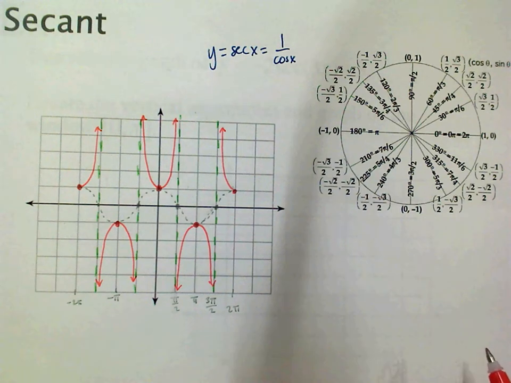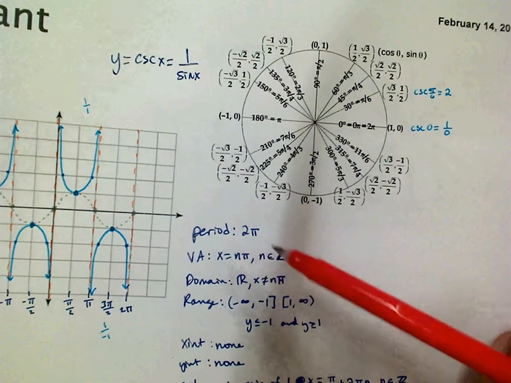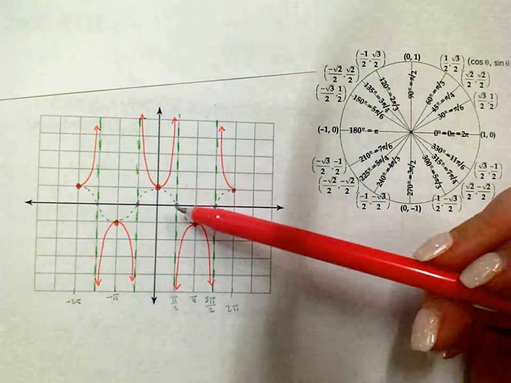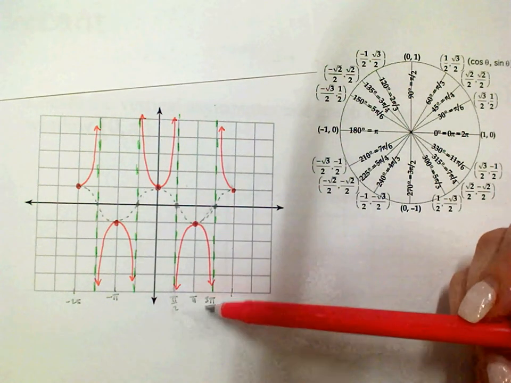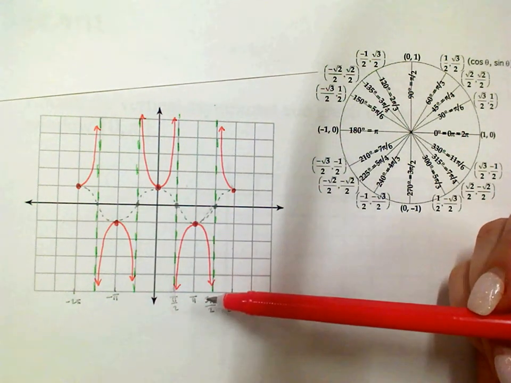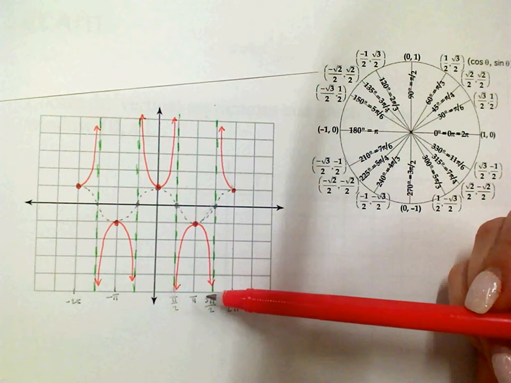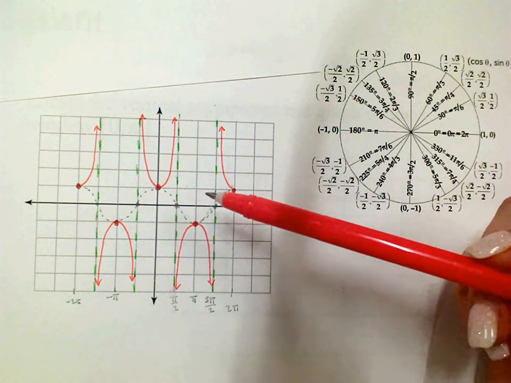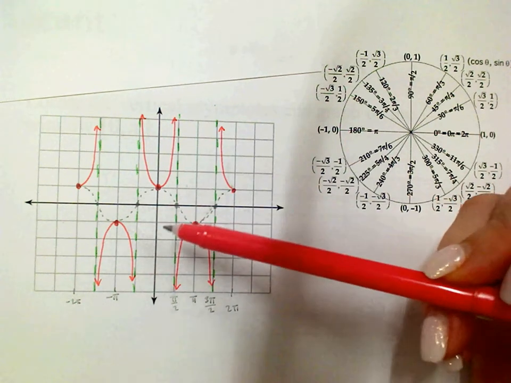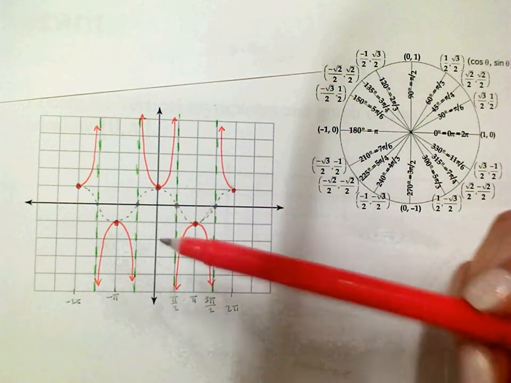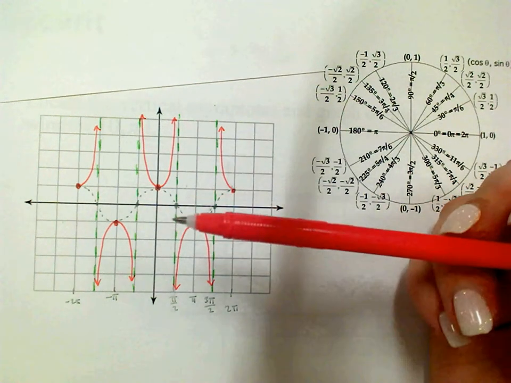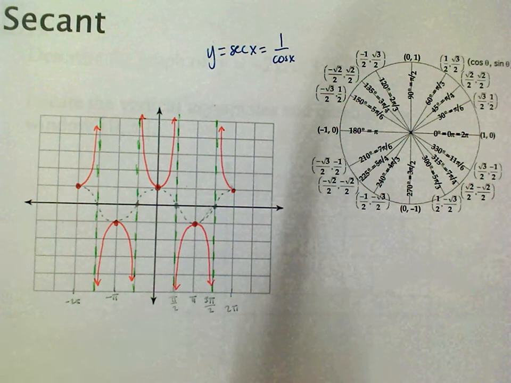As far as the information about it, period again would be 2 pi. The vertical asymptotes occur at every pi over 2 plus pi n, domain is all real numbers except your vertical asymptotes, range is negative infinity to negative 1, 1 to infinity. You don't need to write all this down. This one does have a y-intercept, but that's okay. I think you've got the idea on that stuff by now.